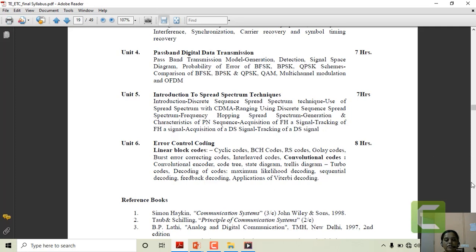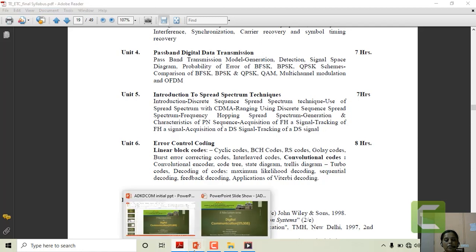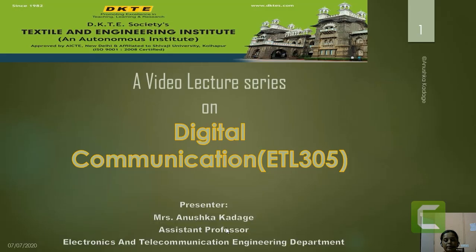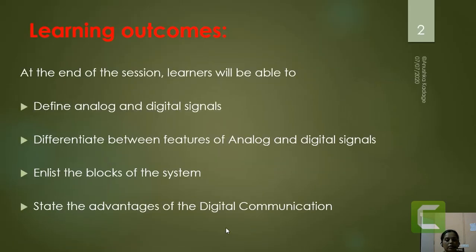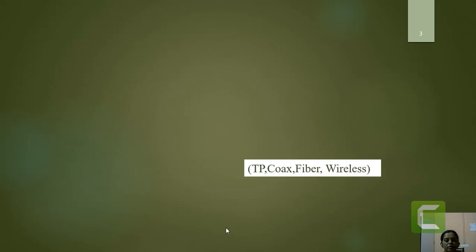So friends, with this introduction, now we are moving towards the actual contents of our syllabus. To start, our learning outcomes are how analog and digital signals are defined, the basic difference between the features of analog and digital signals, the different blocks involved in the basic communication system and the modified digital communication system, and finally we are going to state the advantages of the digital communication process.